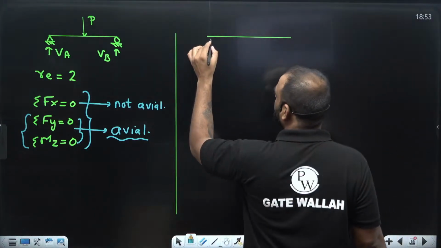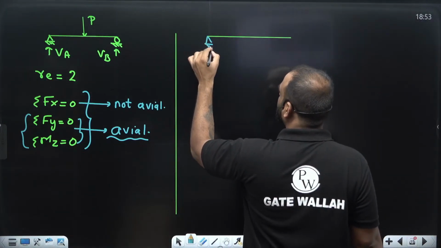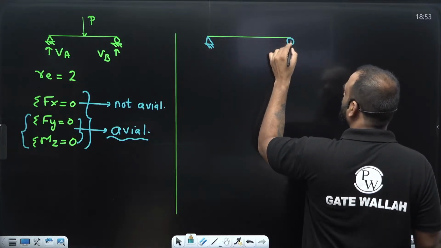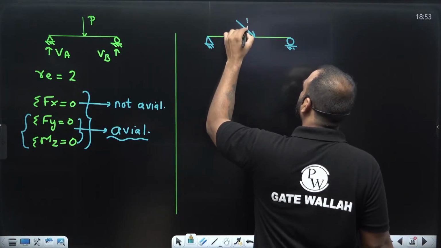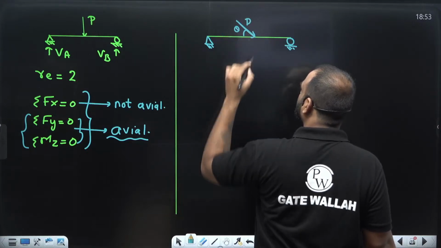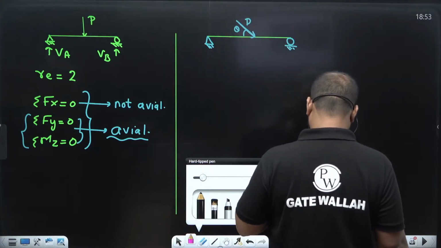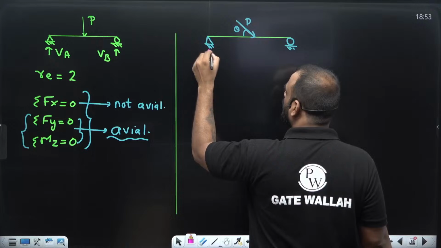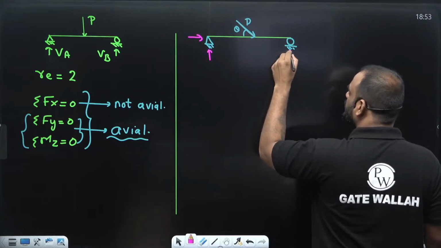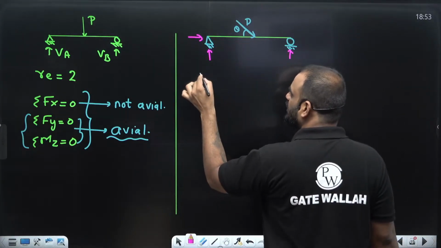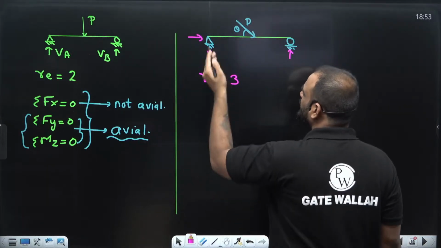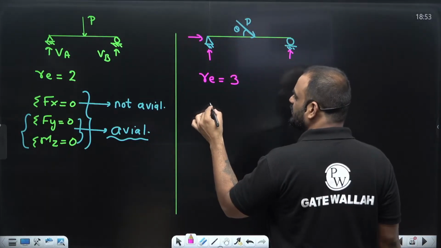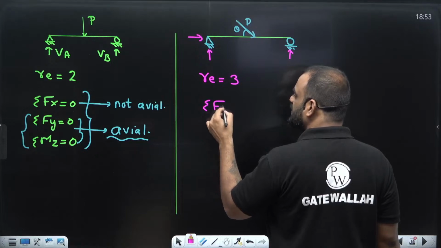Okay. Listen carefully, guys. Now let us take another example of a simply supported beam, but in this case our loading is inclined at an angle of theta. So what will happen? All the reactions will develop in this case, vertical as well as horizontal. Now guys, tell me what is the value of RE? You will write that in general it is 3. Right? RE is 3 basically in this case. And what are the equations which are available in this case?